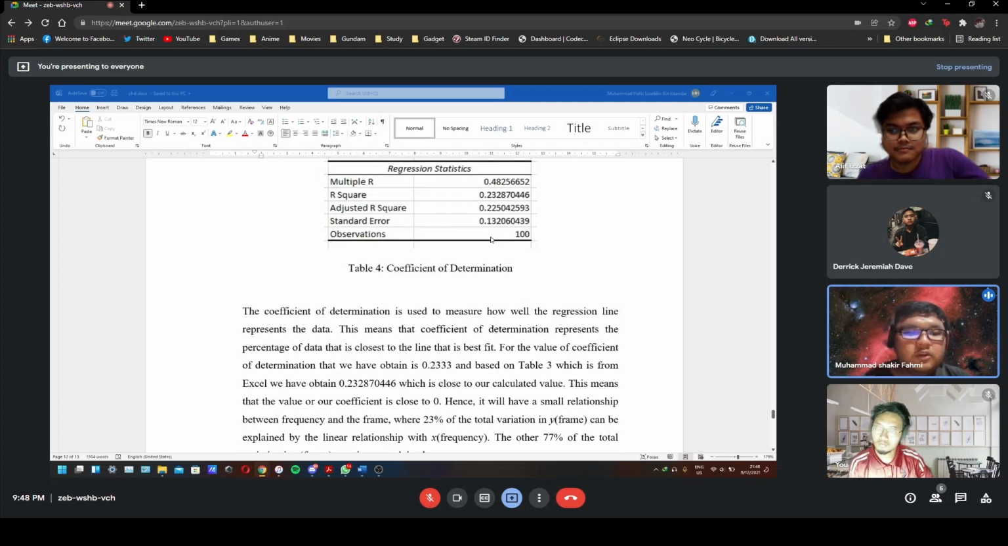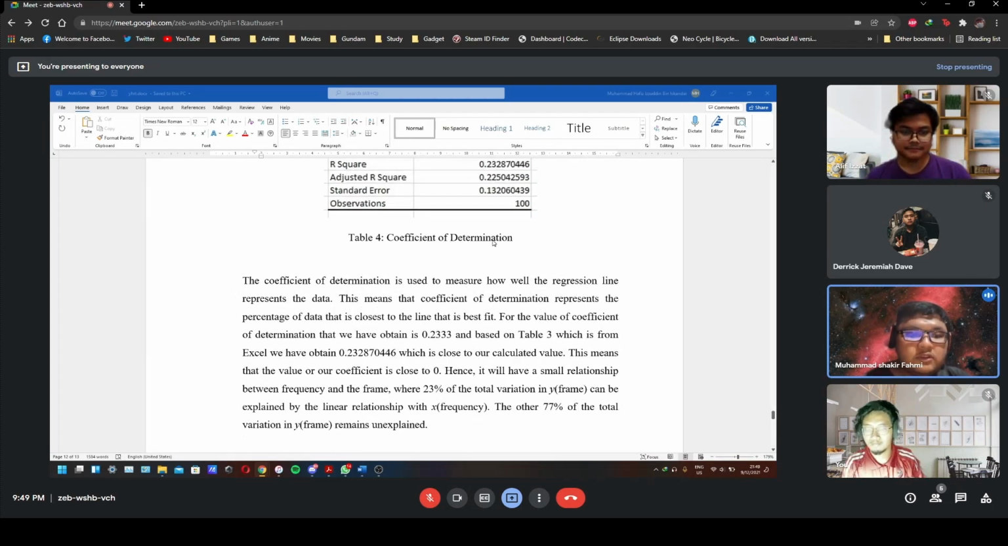The meaning of the coefficient of determination is that it measures how well the regression line represents the data. This means that the coefficient of determination represents the percentage of data that is closest to the line of best fit. The value of the coefficient of determination that we have obtained is 0.2333, and based on table 3 from Excel, we obtained 0.232870446, which is close to our calculated value.